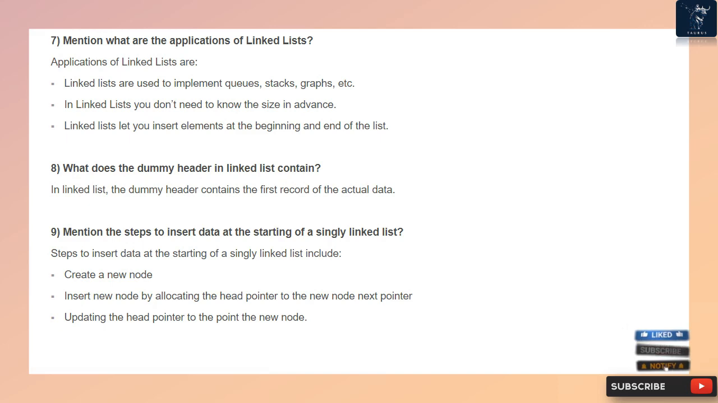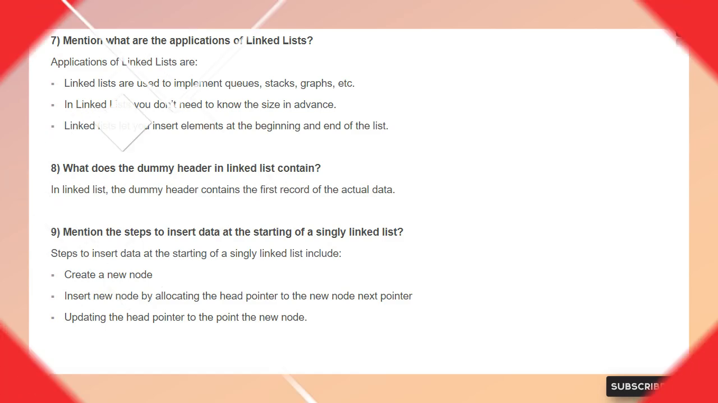9. Mention the steps to insert data at the starting of a singly linked list. Steps to insert data at the starting of a singly linked list include: create a new node. Insert the new node by assigning the head pointer to the new node's next pointer. Update the head pointer to point to the new node.